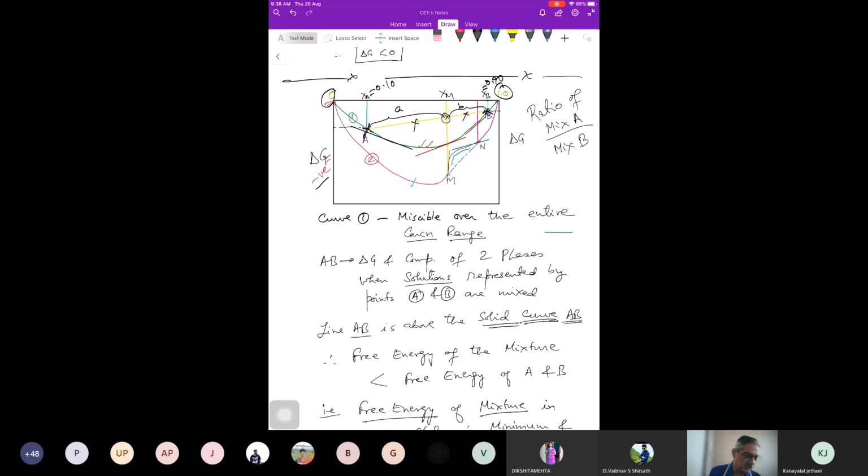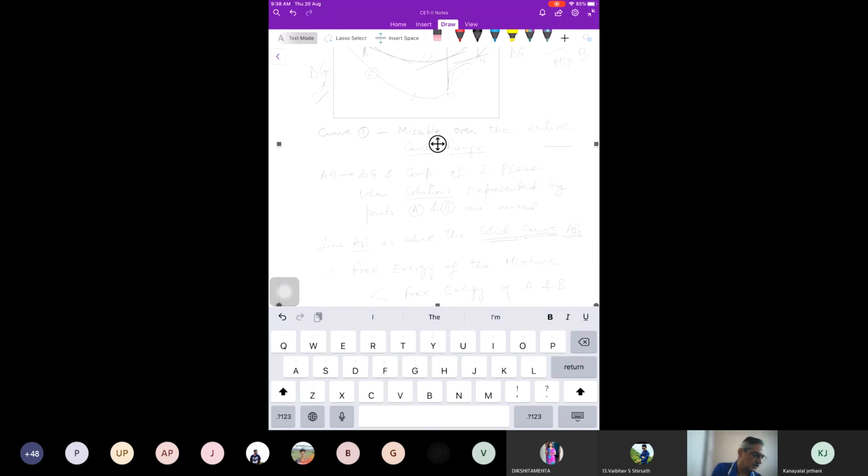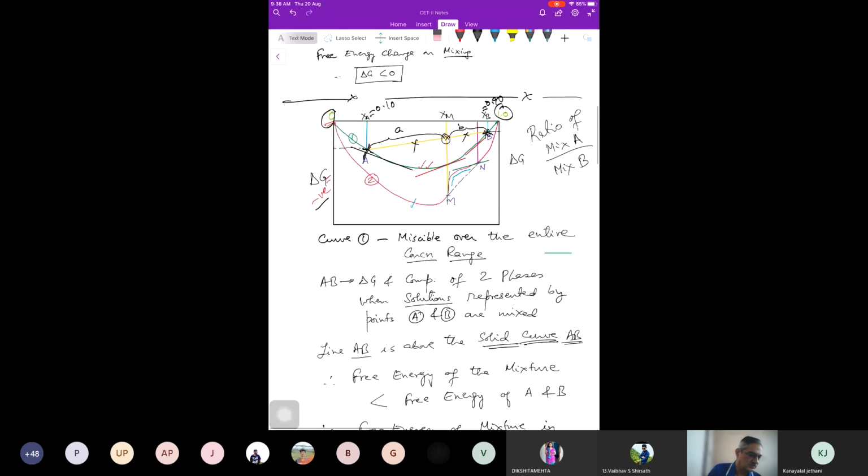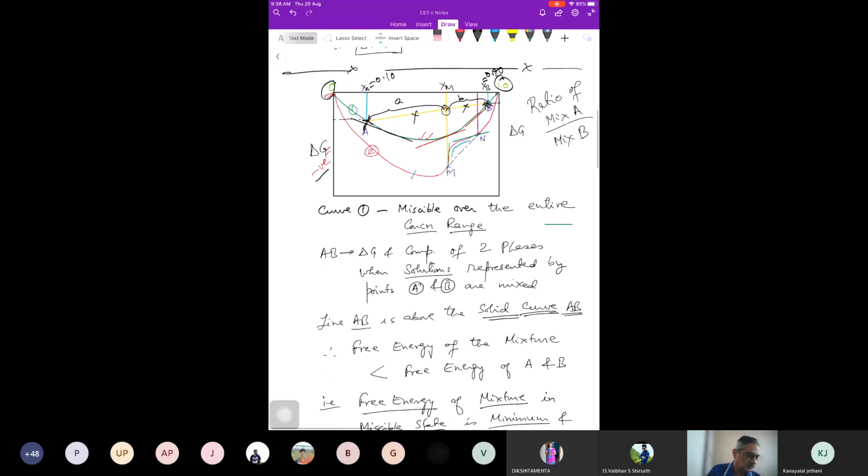And line AB is above the solid curve AB. Solid curve is this one, जो नीचे से आ रहा ग्रीन वाला, इसके ऊपर ही है. देखो फ्री एनर्जी ऑफ द मिक्सचर, this is free energy of the mixture, जो लाइन है AB is always going to be less than free energy of A and B. ये नीचे वाला जो है A एंड B का है. सो मिक्सचर का रहेगा यहाँ पर, suppose it is here, so it is less than this value. Anyway, it is less than this value. So delta G is negative.